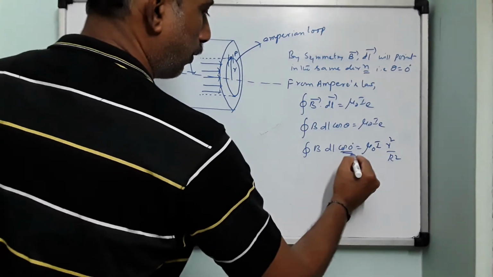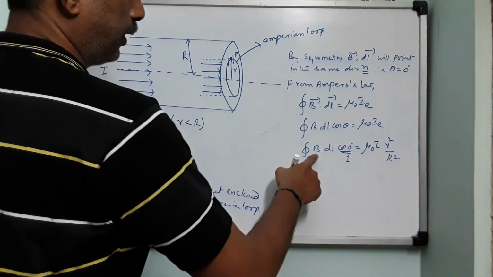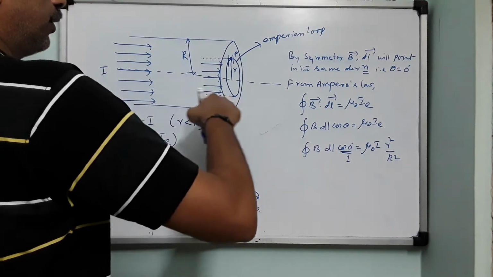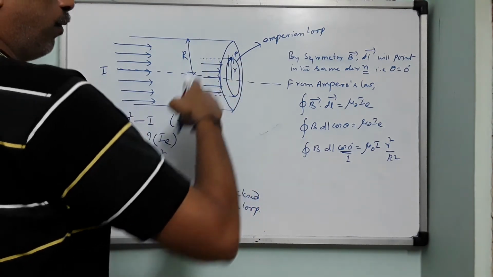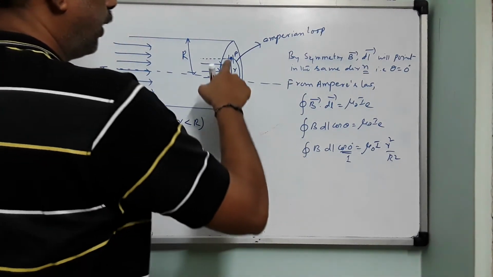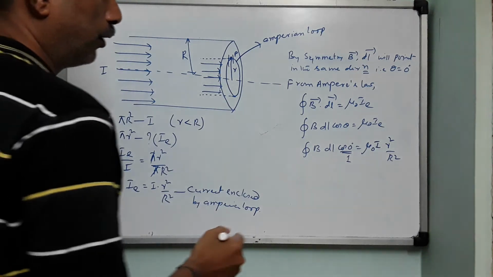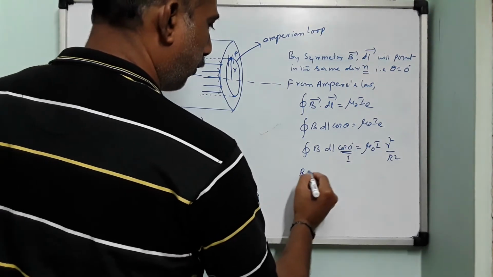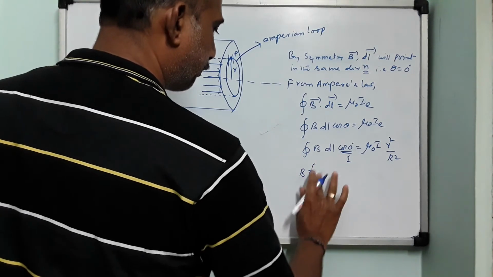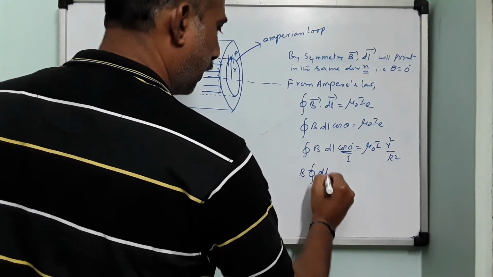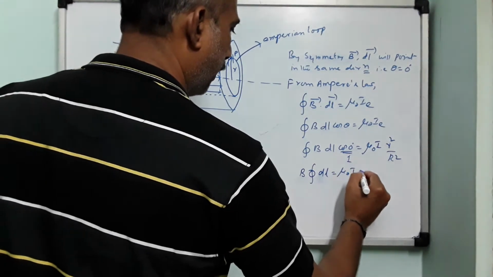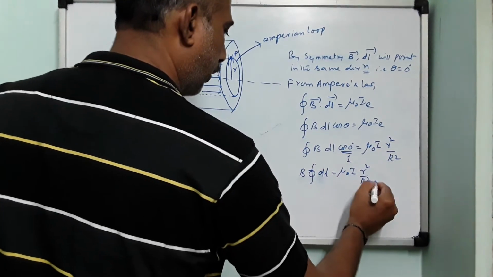Cos 0 is going to be 1 and B is a magnetic field around this axis. So all the points on the Amperian loop will be located at same distance. So again by symmetry, B will be same at all points on the Amperian loop. So therefore, this B can be taken out of the integral, integral of dl, cos 0 has become 1. So I write it as mu naught into I into r square by R square.